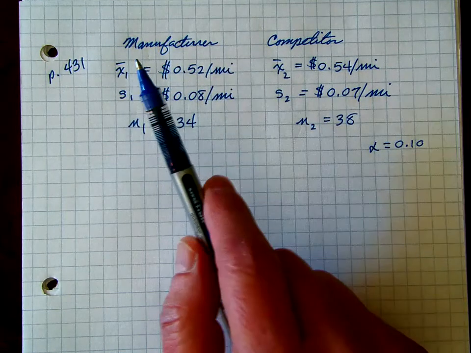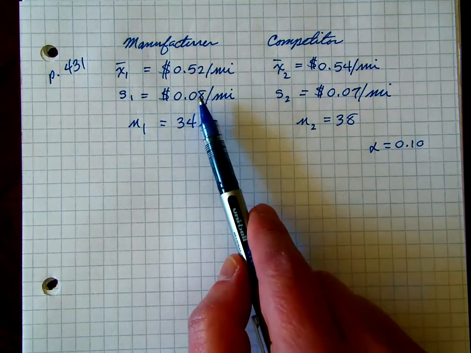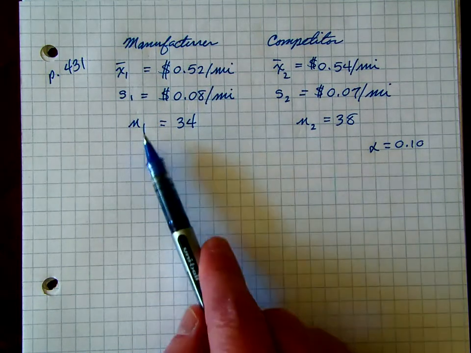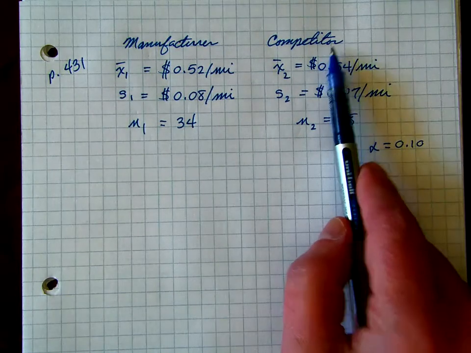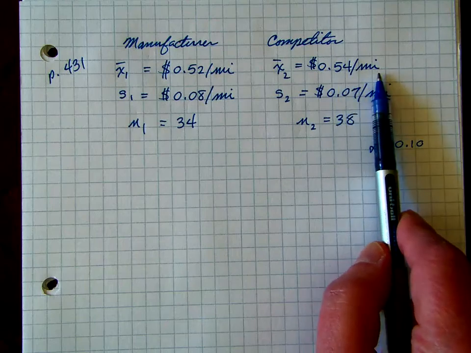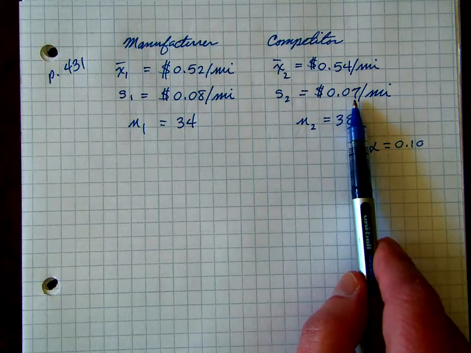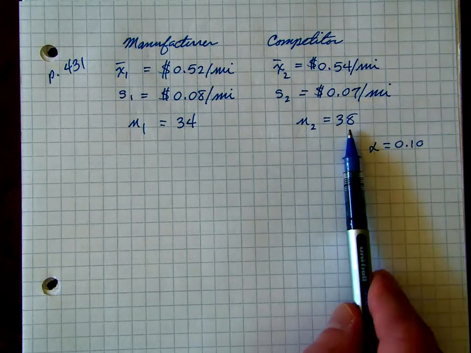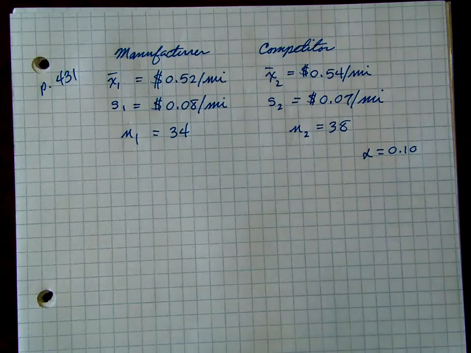We have a sample standard deviation of 8 cents per mile, and the sample size is 34. The competitor's data says 54 cents per mile, so it's a little more expensive. The standard deviation is 7 cents per mile, the sample size is 38, and we're doing this at the 10% level of significance. So what are we going to do in this case?